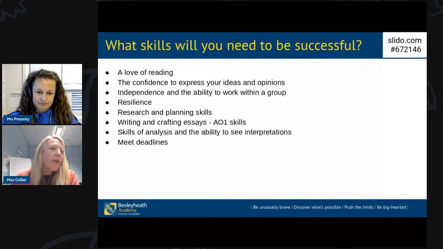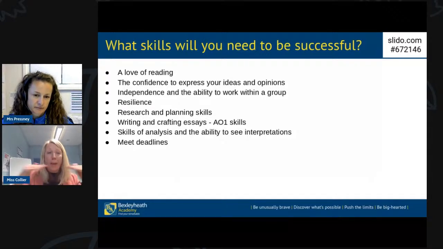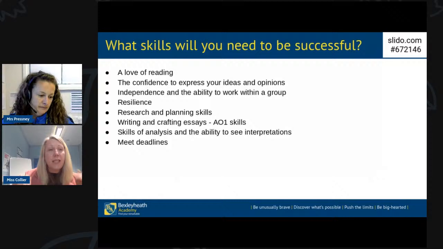Yeah, there are. The assessment objectives are pretty much the same. So you have to have a contextual understanding, you have to be able to compare, you have to be able to analyse language, structure, form, you have to be able to pick apart quotations. So pretty much on a basic level, everything is exactly the same.